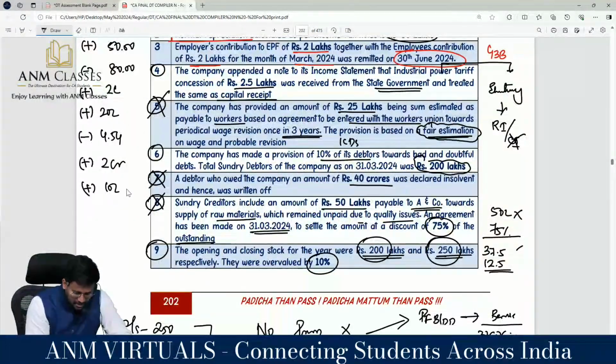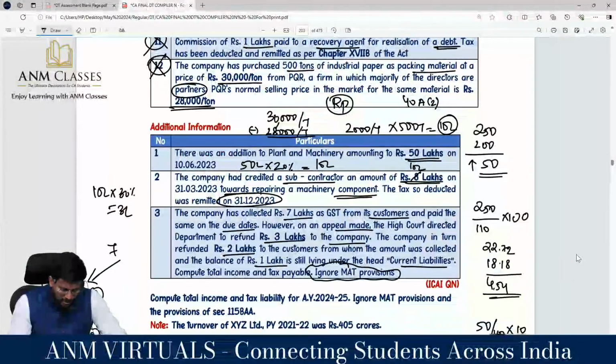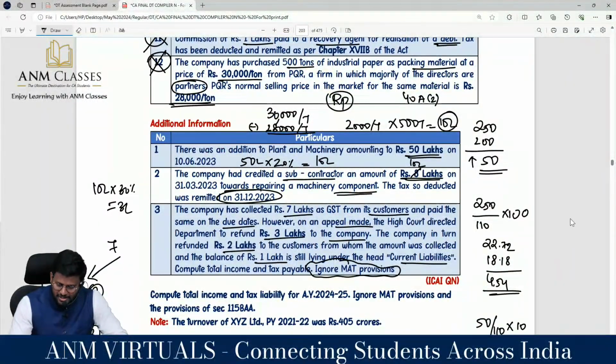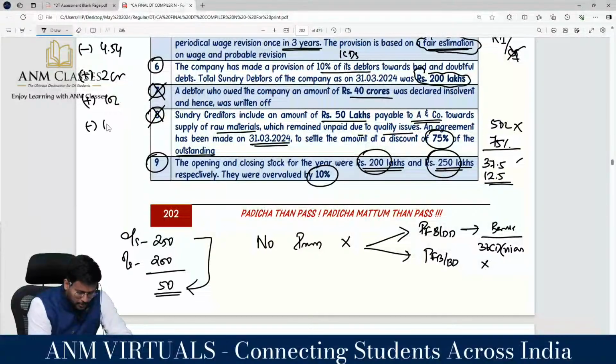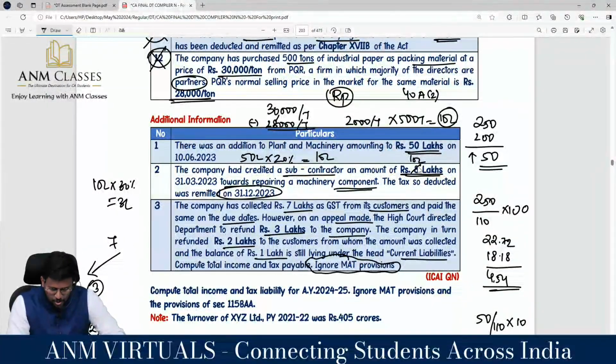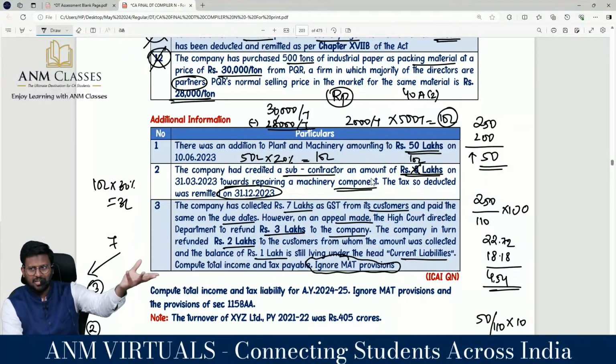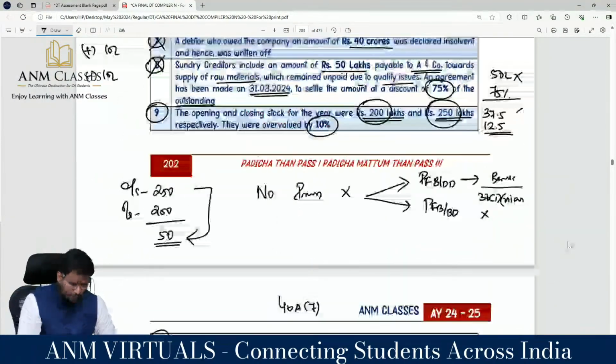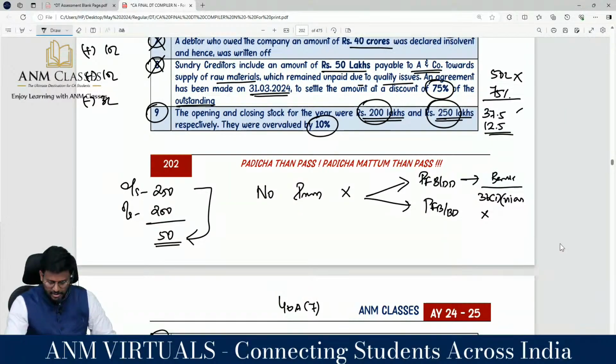So add 10 lakh. Then there was addition to plant and machinery, 50 lakhs into 20%, 10 lakhs has to be reduced. Then commission of 1 lakh paid to recovery. Sorry. Company has credited a subcontractor. Its amount is 10 lakh. 10 lakh into 30% already would have been disallowed. So the 3 lakhs has to be claimed as a deduction.